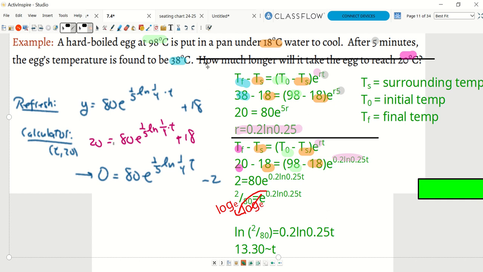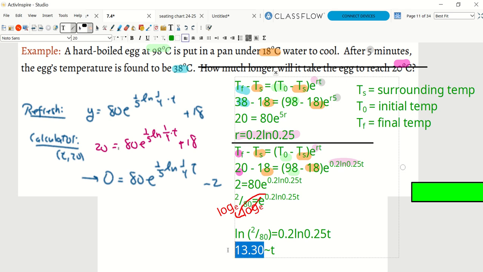Now it says how much longer, so it's not really 13.3 because that's total time to get from 98 to 20. But to get from 38 to 20, if 5 minutes pass by, what do we have to do with 13.3 and 5? Subtract the 5 and you get 8.3. So it took an additional 8.3 minutes to get from 38 to 20, which is what it's asking for. Okay? All right, you guys get started on classwork.